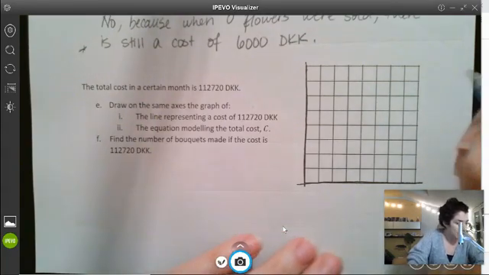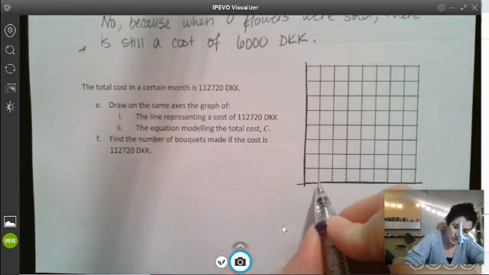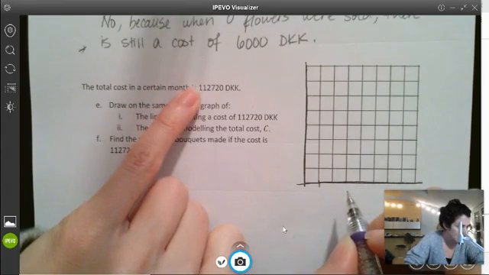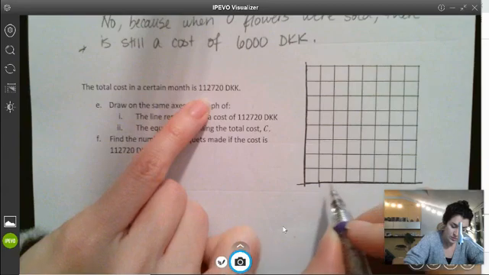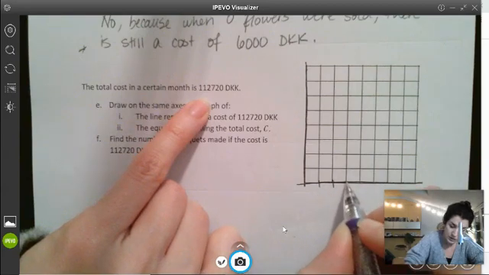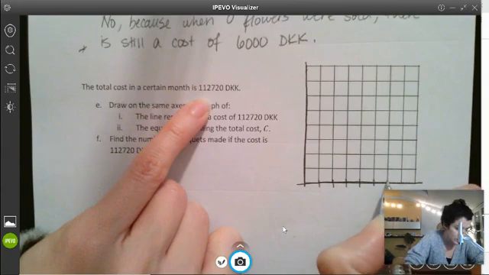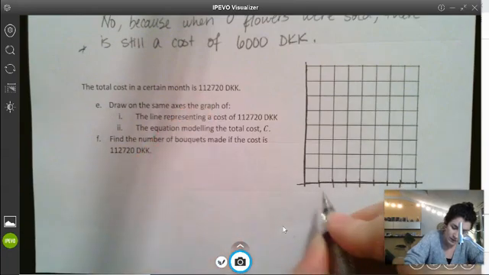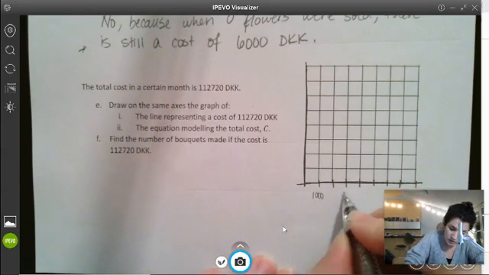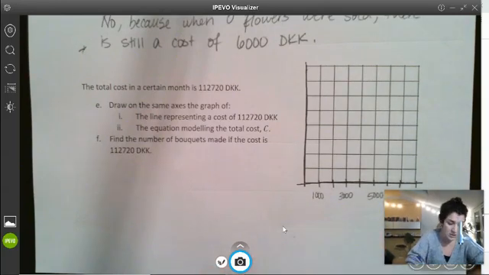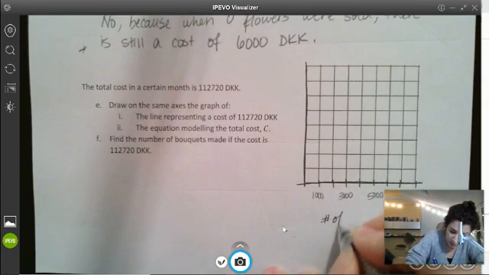Let's go ahead and go up by 2,000s because we need to get up to 2, 4, 6, 8, 10. Actually, let's go up by 1,000. 2,000, 3,000, 4,000, 5,000, 6,000, 7,000. This is our X value, which is number of bouquets.